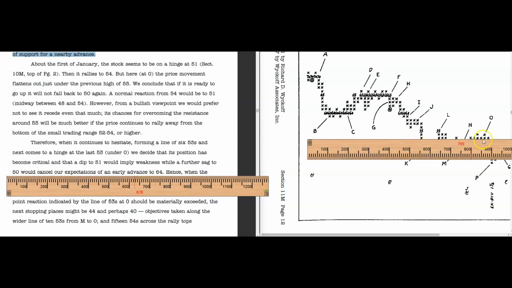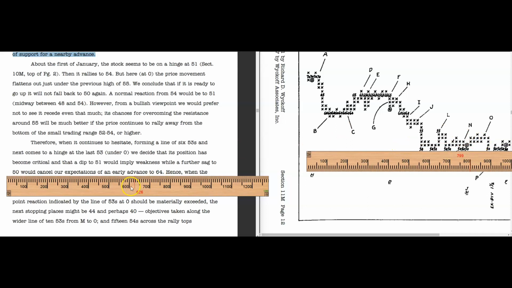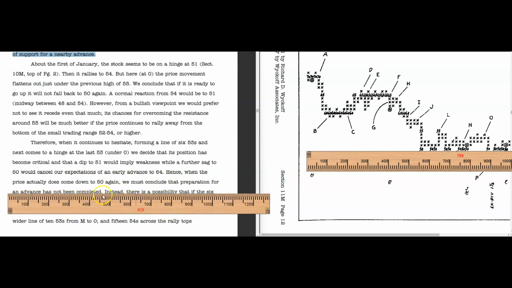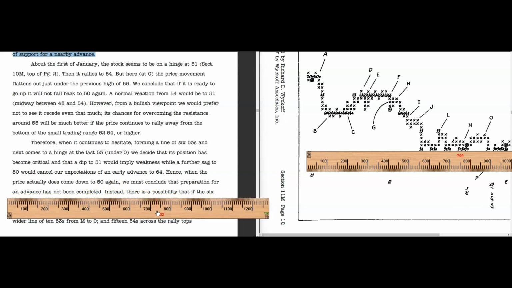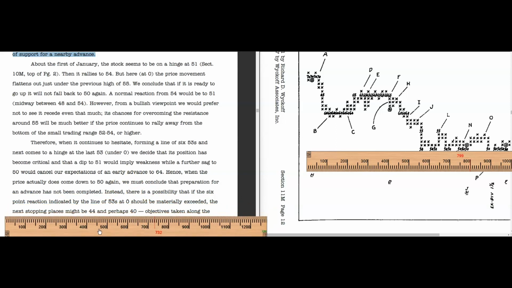So, I mean, he got 6 here and he's saying, okay, don't let it dip. If it dips, it better go halfway. If it goes to support, it's screwed. Price actually comes down to 50 again, and that's it. We conclude that the preparation for advance has not been completed because it went back to support, the line of accumulation. Instead, there's a possibility that if the 6-point reaction indicated by the line of 53s at O should materially exceed, the next stopping place might be 44.